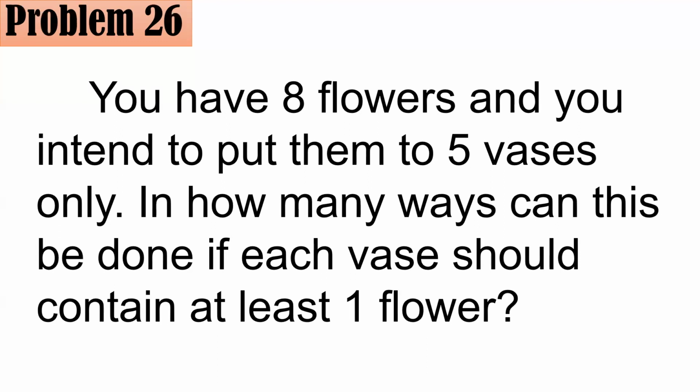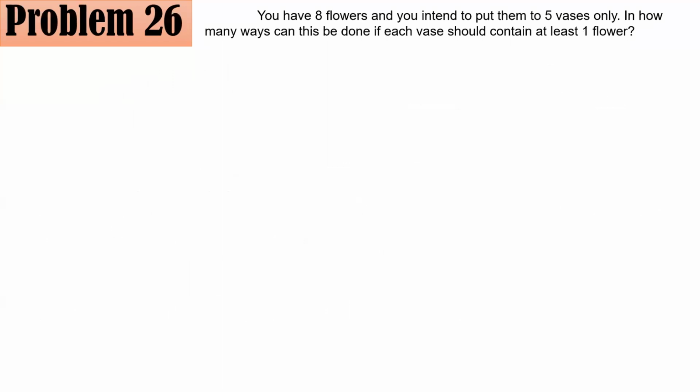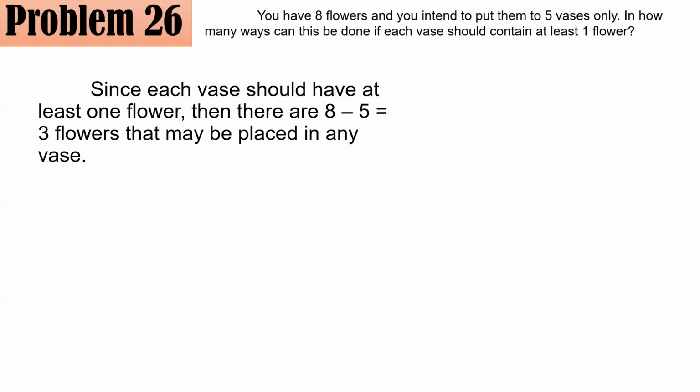All right, let's see. From here, since each vase should have at least 1 flower, then there are 8 minus 5 or 3 flowers that may be placed in any vase. Here we have the assumption that you will place 1 flower in each vase first. And that's why if you do, 3 flowers may be placed in any vase just to be sure. And in this case, we are sure that any vase will have at least 1 flower. Some will have 1 and some could have more than 1 flower.